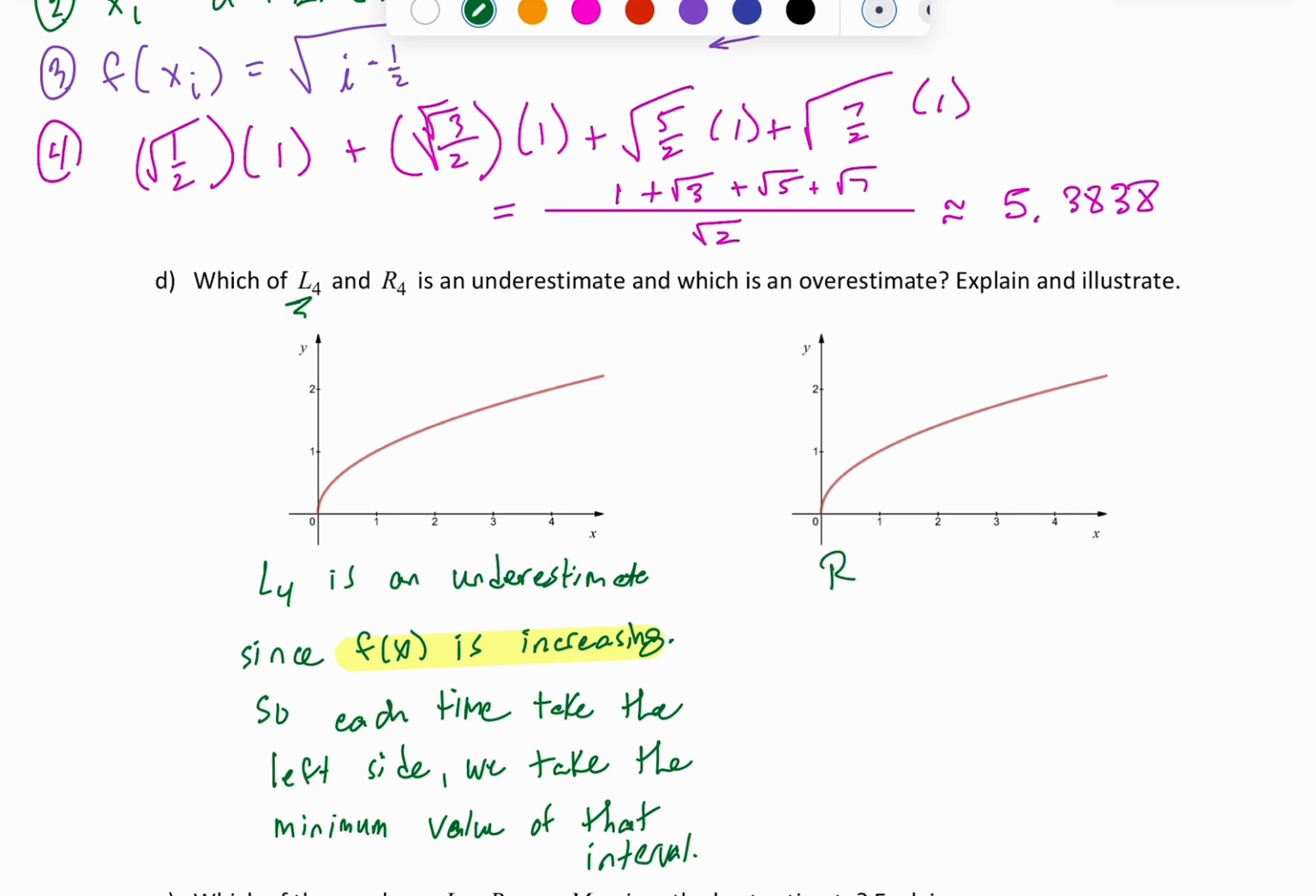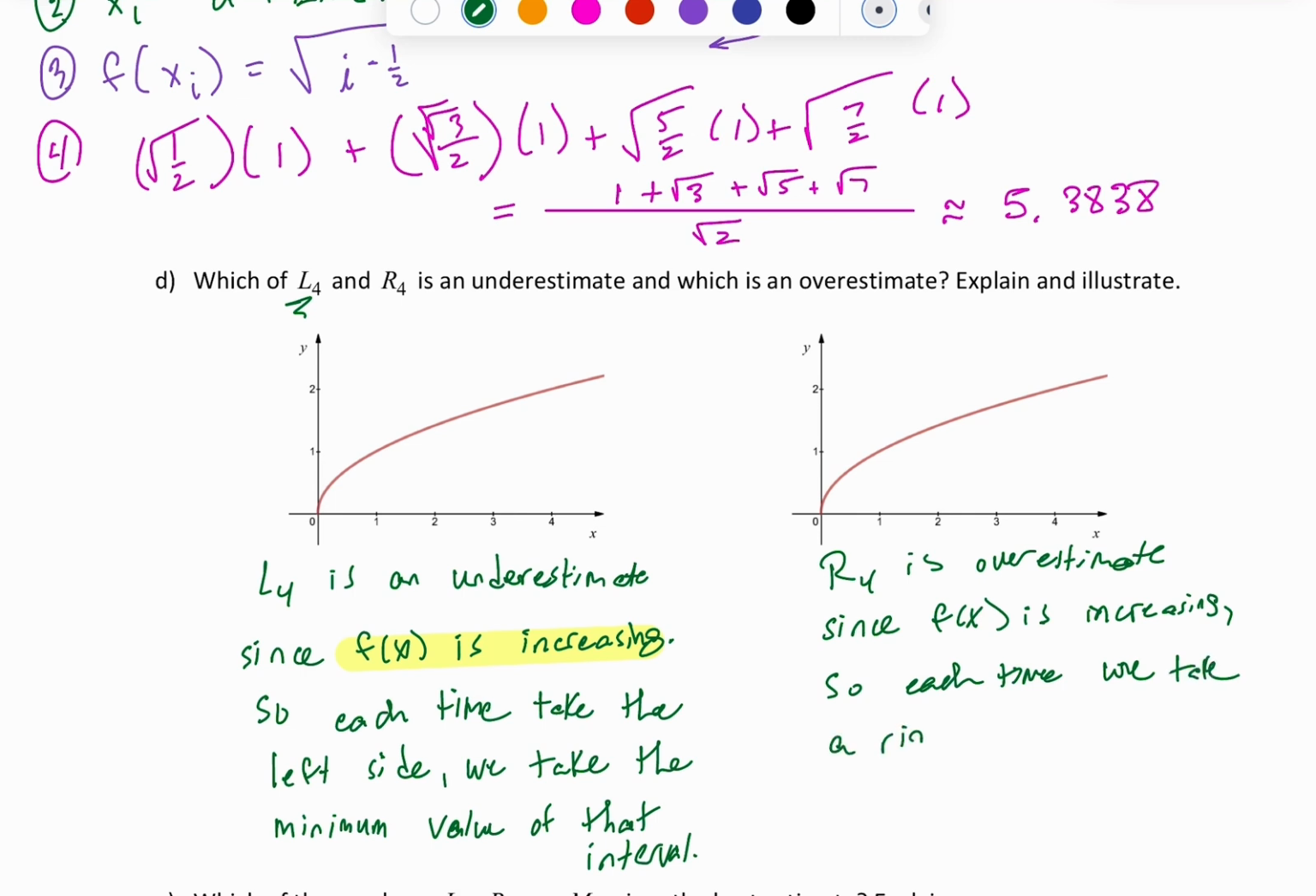Similarly, for the same reason, R4 is an overestimate. Again, since the function is increasing, so each time we take a right side limit, the right side is the maximum on that interval.